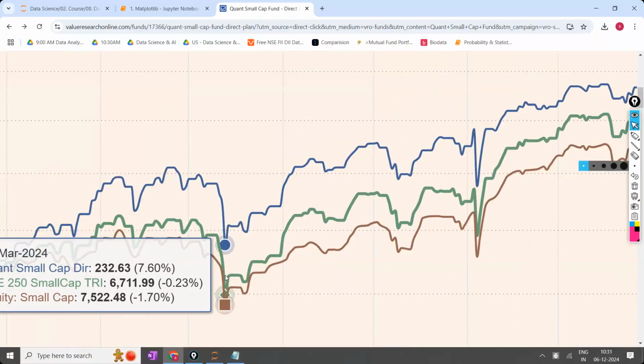232.63. Green value is 6711. Red value is 7522. Assume this is your buying price: 232.63, 6711.99, 7522.48. This is your buying price value.